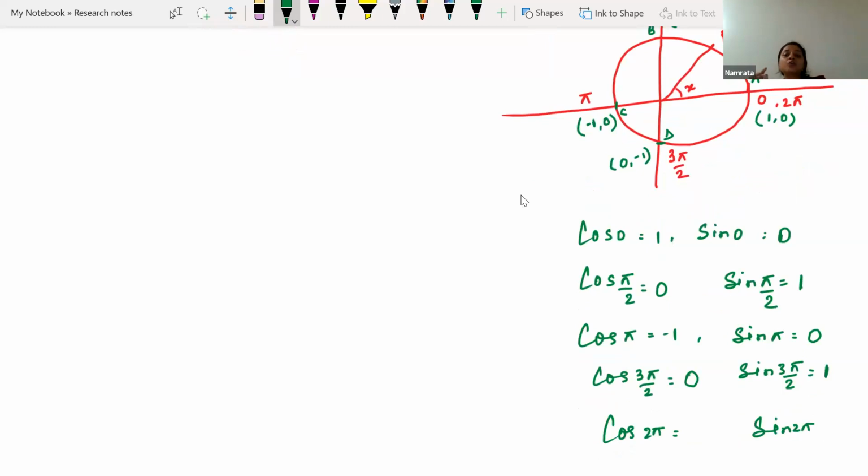we can see at 2 pi, the coordinate I have already written as 1 comma 0. X coordinate is 1, y coordinate is 0. So we can say x means cos and y means sin. This much we have already discussed in the previous class.